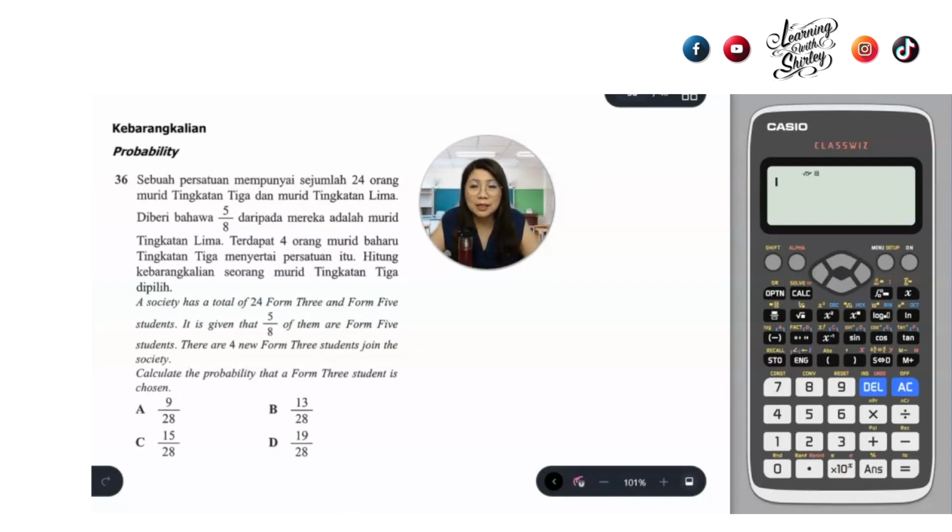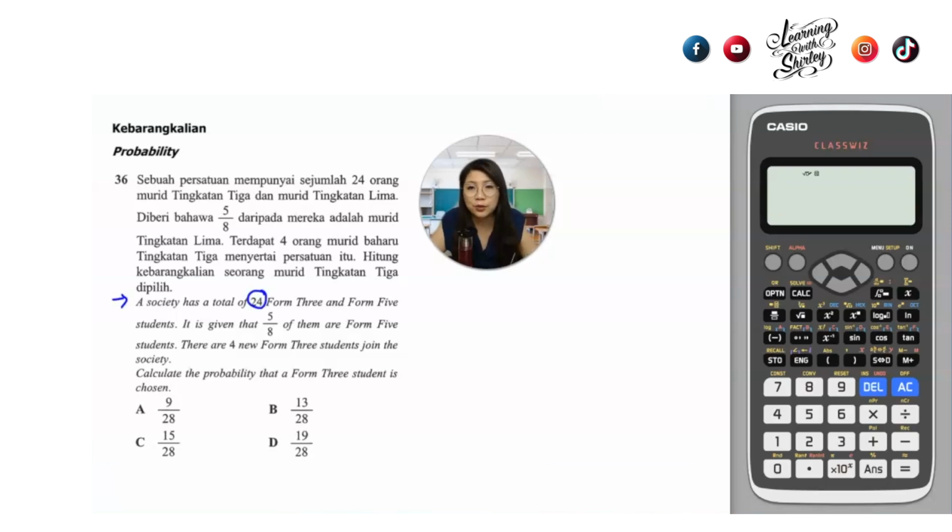Let's look at question number 36. This is on probability. A society has a total of 24 Form 3 and Form 5 students. It is given that 5/8 of them are Form 5 students. So the probability of Form 5 students is 5/8. If you want the number of Form 5 students, we just use the probability times the total number of students. So here, cancel. 24 divided by 8 is 3. So we have 15 Form 5 students.